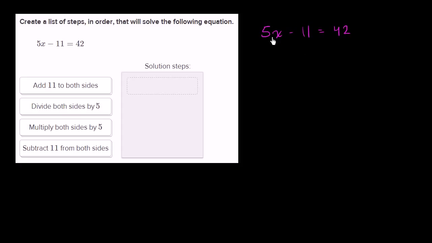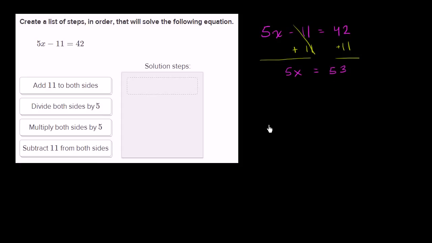Well, the best way to get rid of that minus 11 on the left-hand side is to add 11 to the left-hand side. But I can't just do it only to the left-hand side. Then these two things won't be equal anymore. In order for them to both be equal, I have to do the same thing to both sides. And then I would be left with, well, negative 11 plus 11 is going to be 0. I'm going to be left with 5x is equal to 53.